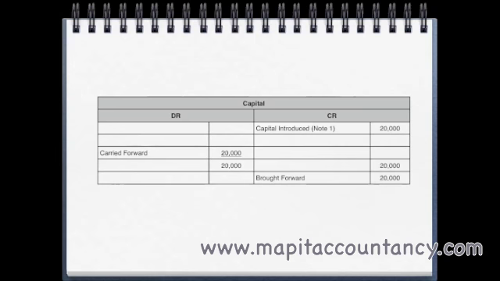So we have already balanced off our cash account. We're going to go through now and balance off all of the other accounts that we opened. So all of the ledgers that we have, we're going to balance them off and get our balance brought forward. So for our capital account, we only had one entry, the capital introduced. So that meant that our two columns would add up to 20,000. The carried forward, the balancing amount, is 20,000. So the brought forward figure will be 20,000 on the capital account.